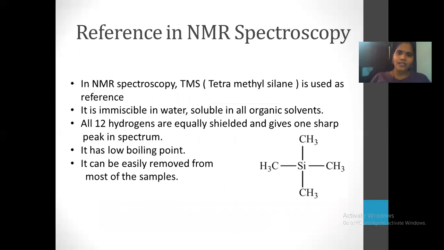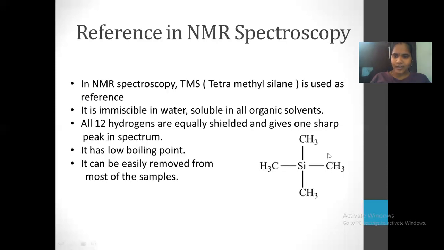And I told that chemical shift is measured with a reference compound. Generally, TMS, tetramethylsilane, is used as a reference in most of the NMR instruments. And why do we use this?